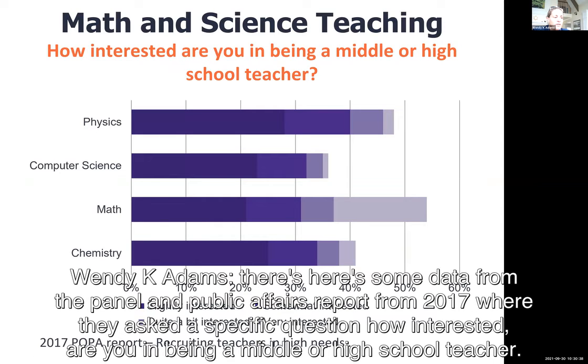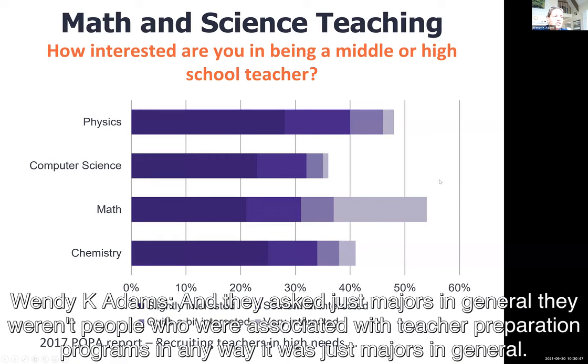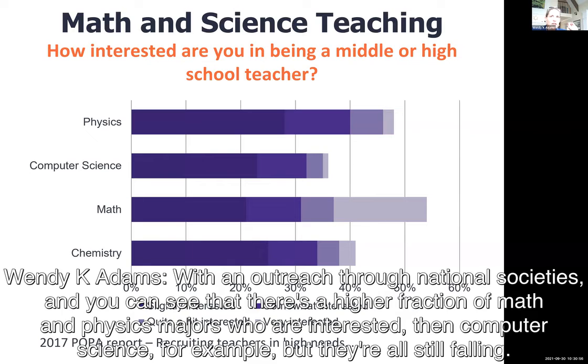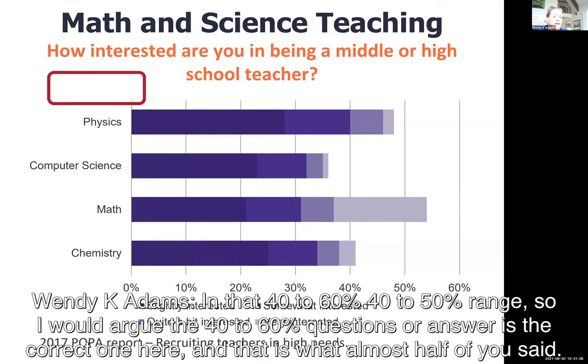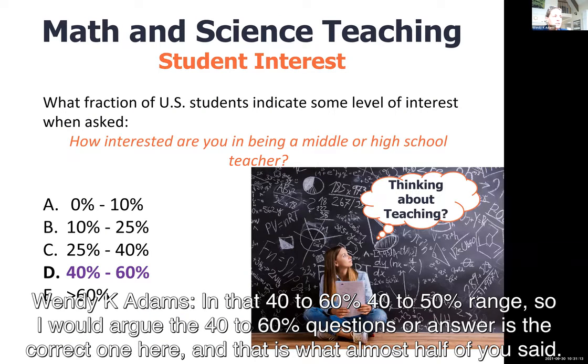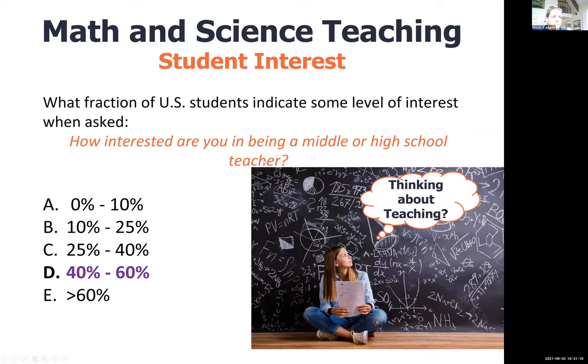Here's some data from the Panel on Public Affairs report from 2017, where they asked the specific question, how interested are you in being a middle or high school teacher? And they asked just majors in general. They weren't people who were associated with teacher preparation programs in any way. It was just majors in general with an outreach through national societies. And you can see that there's a higher fraction of math and physics majors who are interested than computer science, for example, but they're all still falling in that 40 to 50% range. So I would argue the 40 to 60% answer is the correct one here. And that is what almost half of you said.